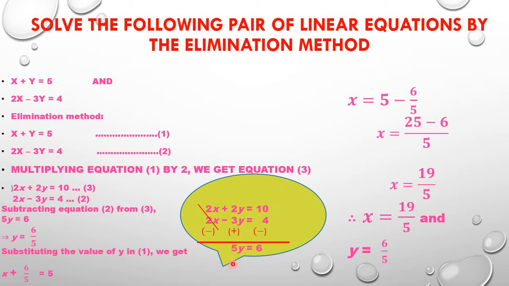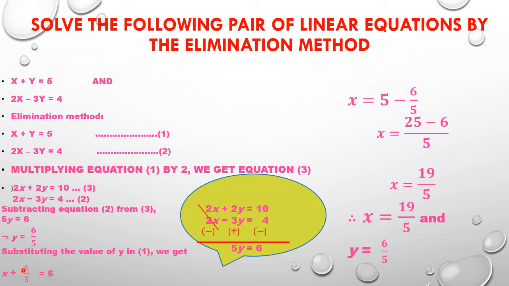Now we are left with 5y is equal to 6 and we can easily get the value of y, that is by transposing 5 to the RHS, we get 6 upon 5. Now again a very simple step is that we will substitute this value in equation 1, because equation 1 is a simpler equation and it will become easy for us to substitute the value of y in equation 1.